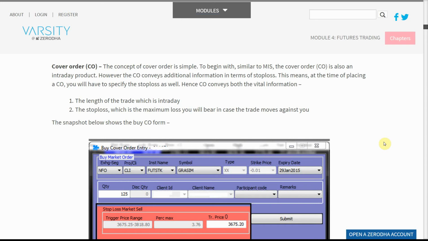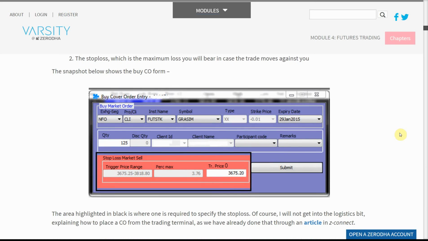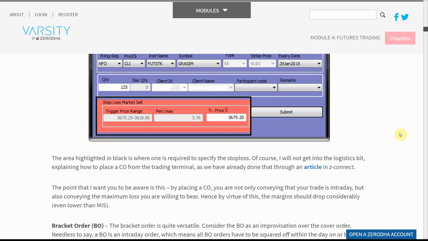Bracket order, BO. The bracket order is quite versatile. Consider the BO as an improvisation over the cover order. Needless to say, a BO is an intraday order, which means all BO orders have to be squared off within the day on or before 3:20 p.m. While placing a BO, you will have to mention a few other things. The stop loss, at what place you would like to get out of the trade in case the trade moves against you.